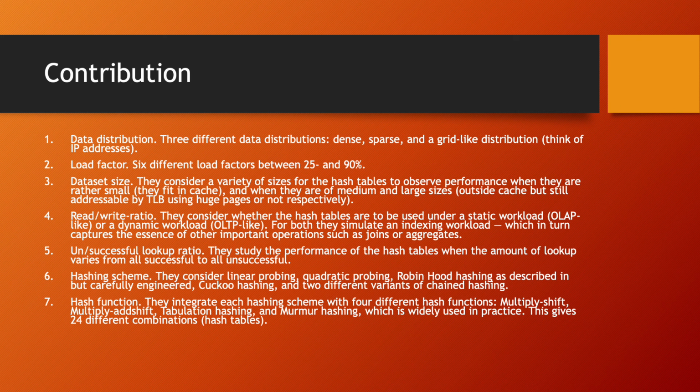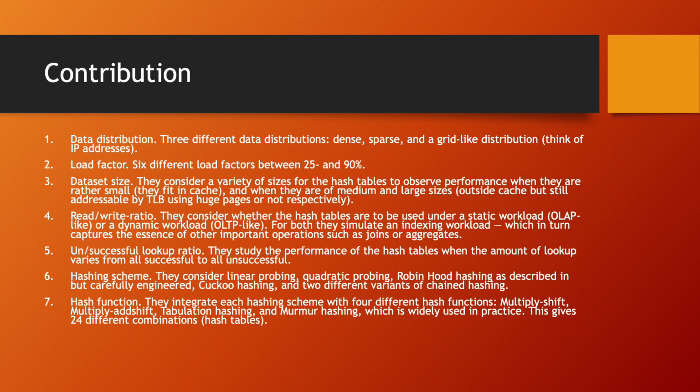Fourth, read-write ratio. They consider whether the hash tables are to be used under a static workload like OLAP-like or a dynamic workload like OLTP-like. For both, they simulate an indexing workload, which in turn captures the essence of other important operations such as joins and aggregates. Fifth, successful or unsuccessful lookup ratio. They study the performance of the hash tables when the amount of lookup varies from all successful to all unsuccessful.